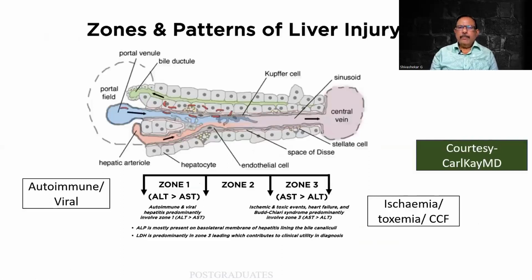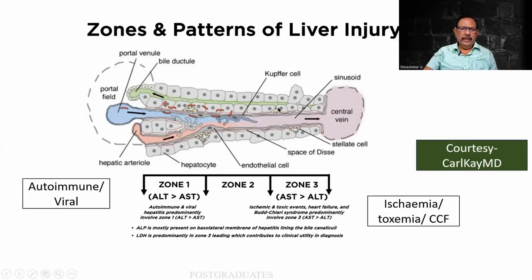What are the zones and the patterns of liver injury? In the first picture, we had seen the different zones of the liver. This is again a diagrammatic view of the same, a beautiful picture as such. The reference is over here, Kurl K. This is the portal triad, and then this is the central vein, this is the sinusoidal space, and these are the hepatocytes. And this can be the biliary duct as such.